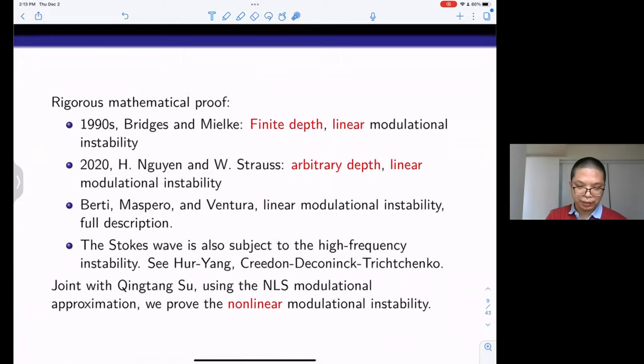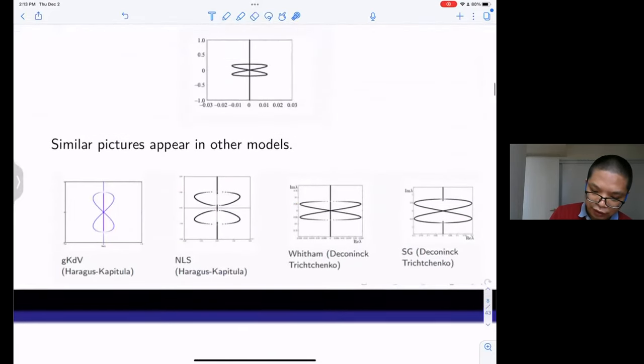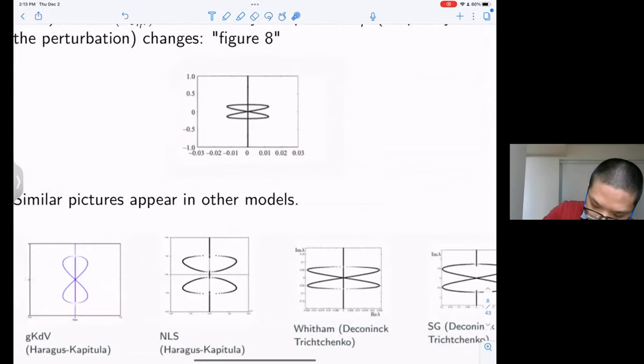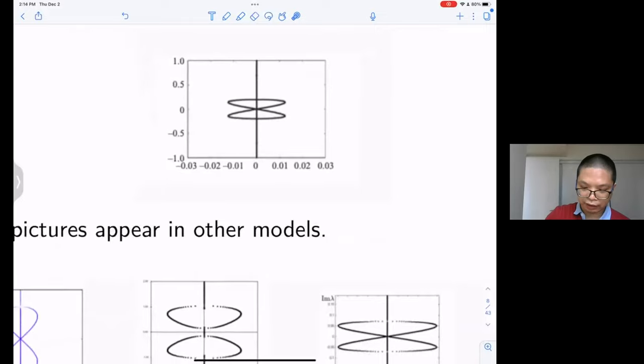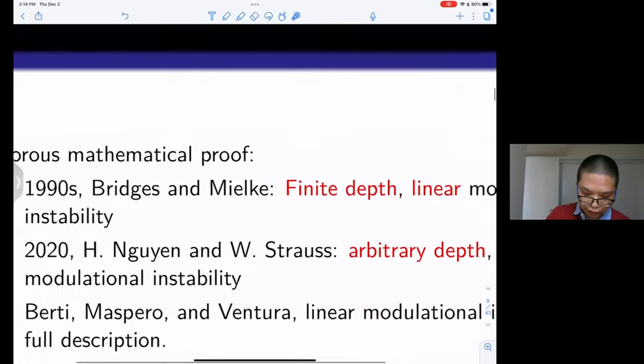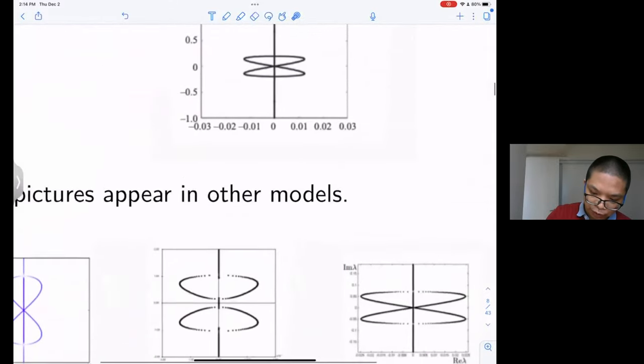So let me sketch a little bit about the literature of modulational instability. For rigorous mathematical proof, Bridges and his collaborator proved the linear modulational instability for the finite depth problem in 1990. And 2 years ago, Nguyen and Strauss proved the linear modulational instability for arbitrary depths, finite depths or infinite depths. I think in their paper, they describe the instability of this figure eight in this region. Not the whole picture, but it's enough to show the instability. Then recently, Berti and his collaborators give a full description of this figure 8.